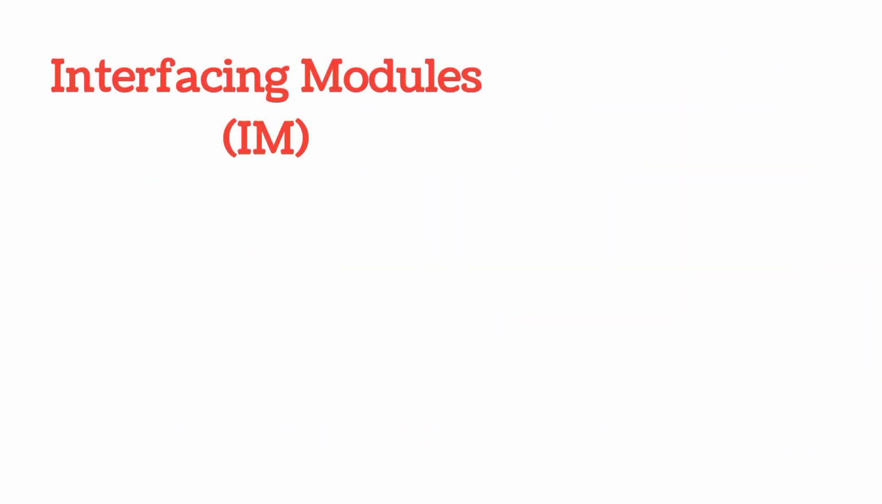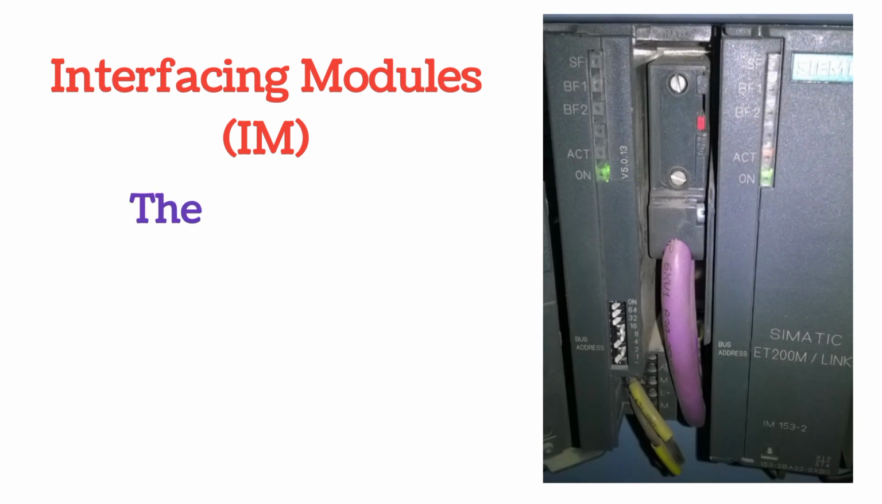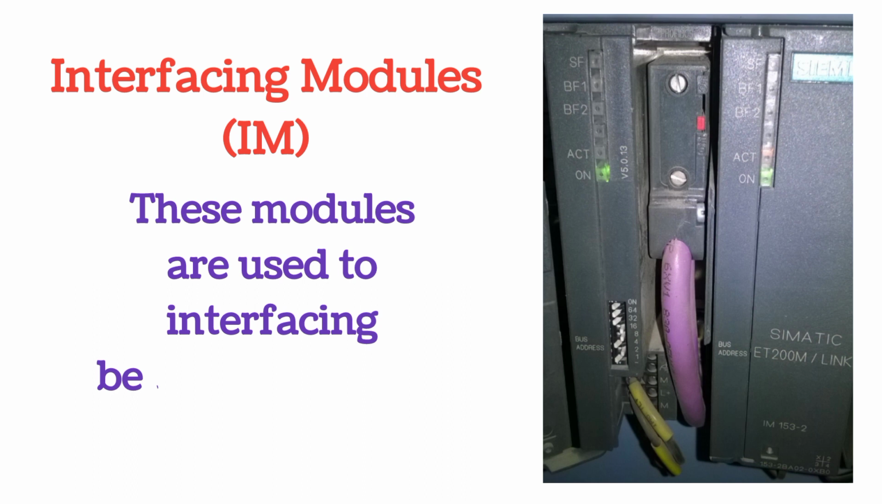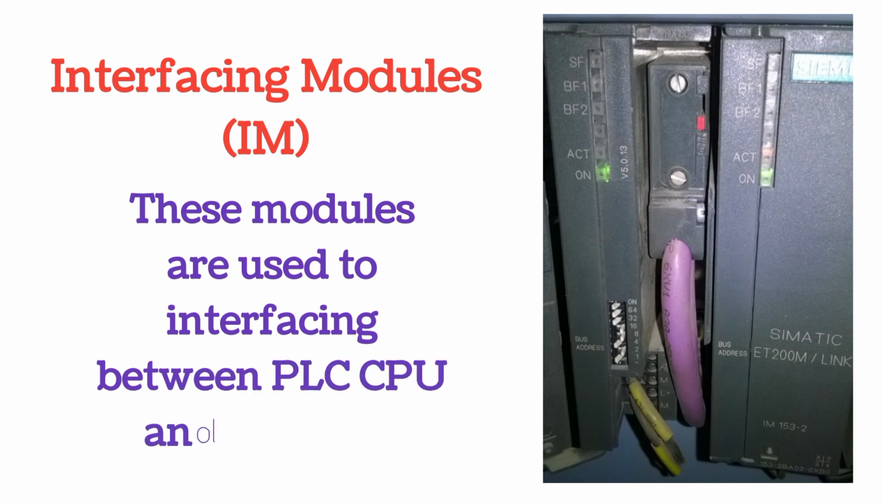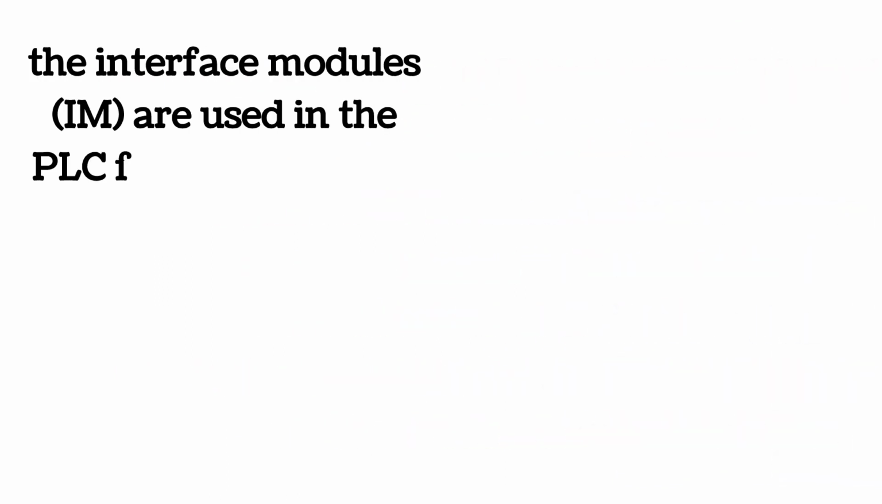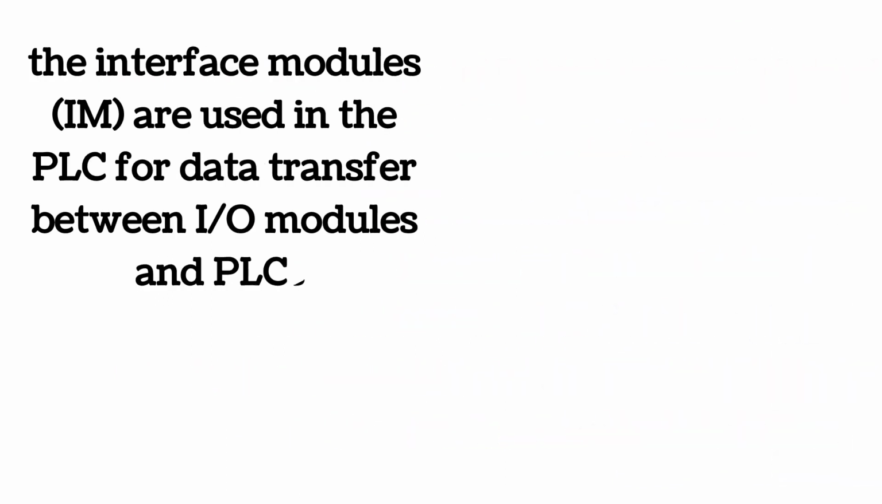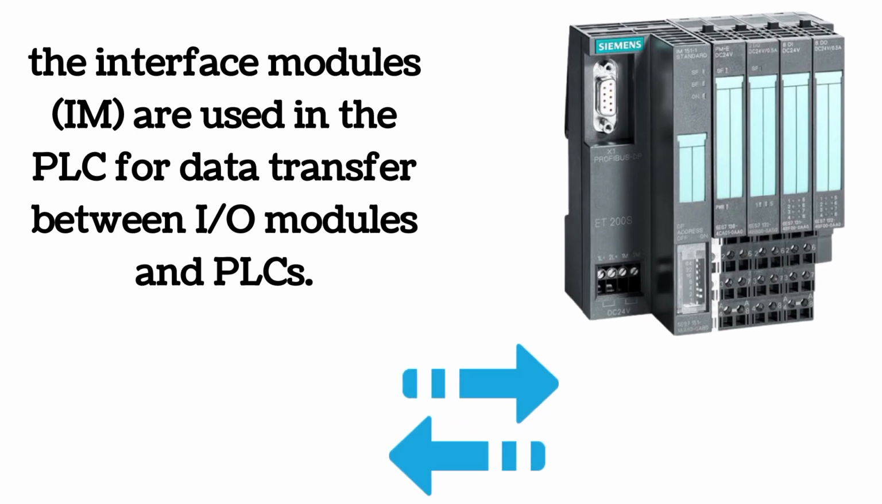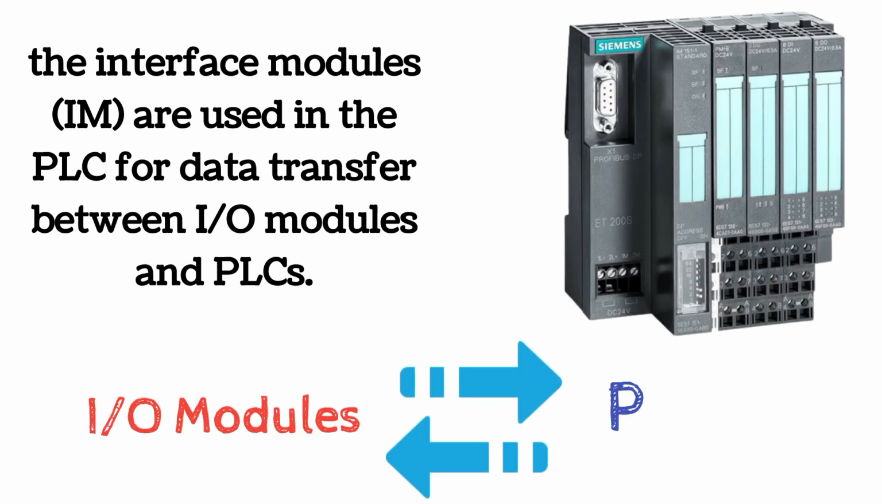The next important part of PLC is interfacing modules or IM. As the name suggests, these modules are used for interfacing between PLC CPU and modules. The interface modules, or IM, are used in the PLC for data transfer between I/O modules and PLC. IM is shown in the image.